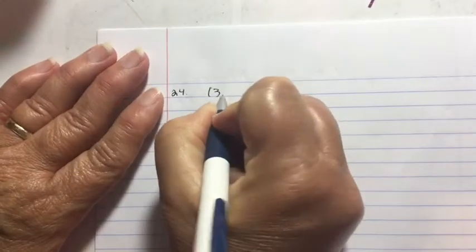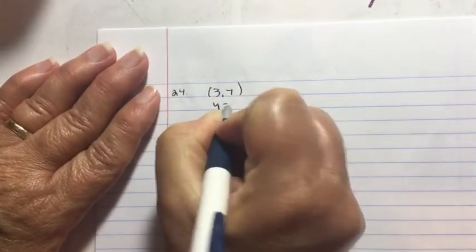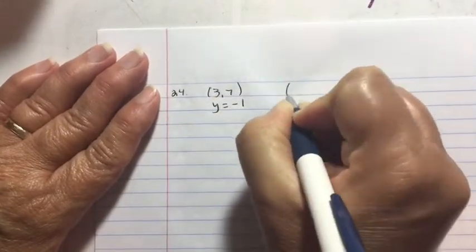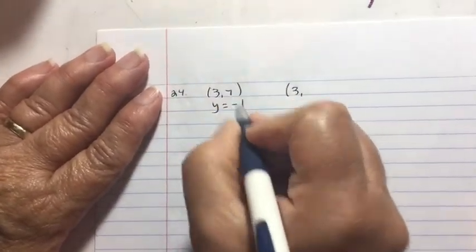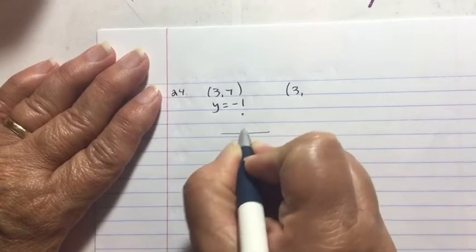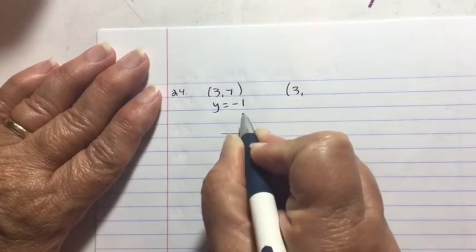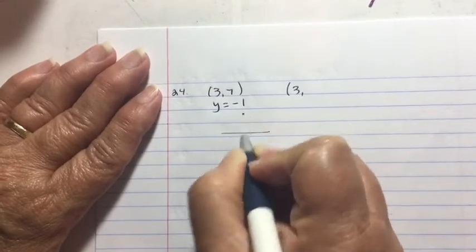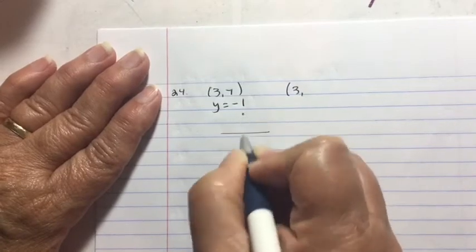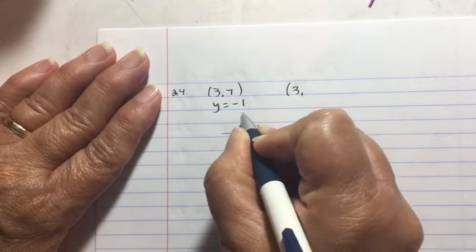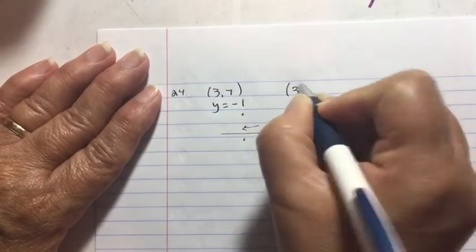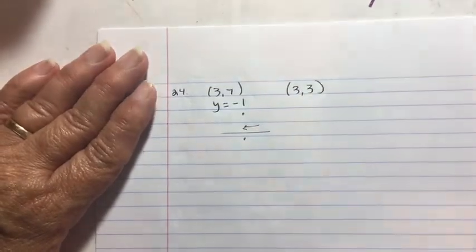Okay, starting at 24, you are given the focus of 3, 7, and the directrix of y equals -1. So the vertex is going to be in line with this, so it's going to be 3. Now, if you think about it, it's 7, but then it's y equals -1. So there's 8 spots in here. So halfway down would be 4 spots below the 7. Hence 3, 3.